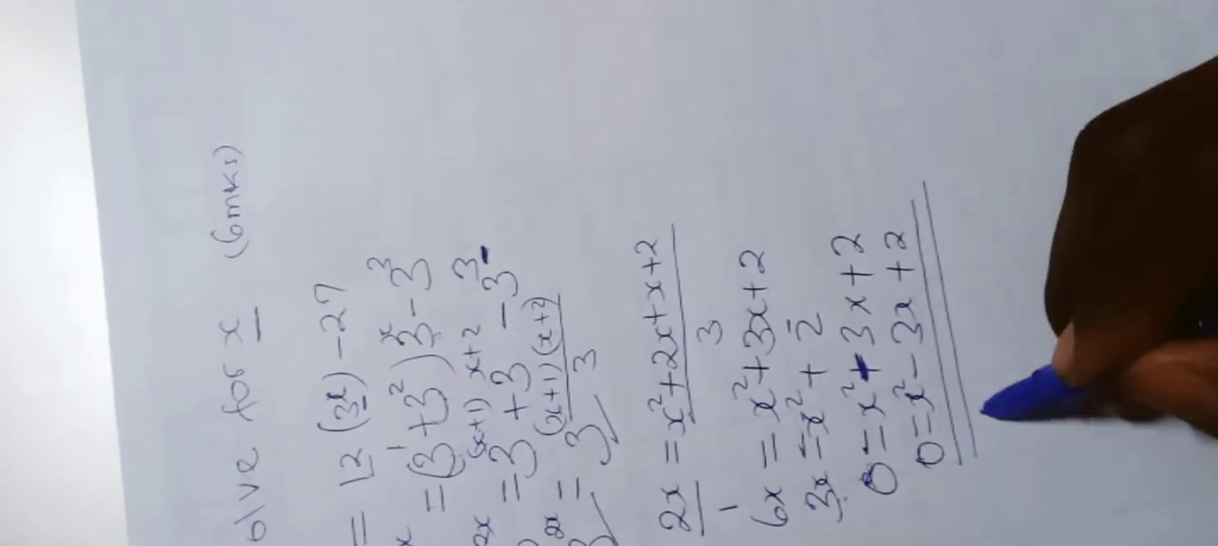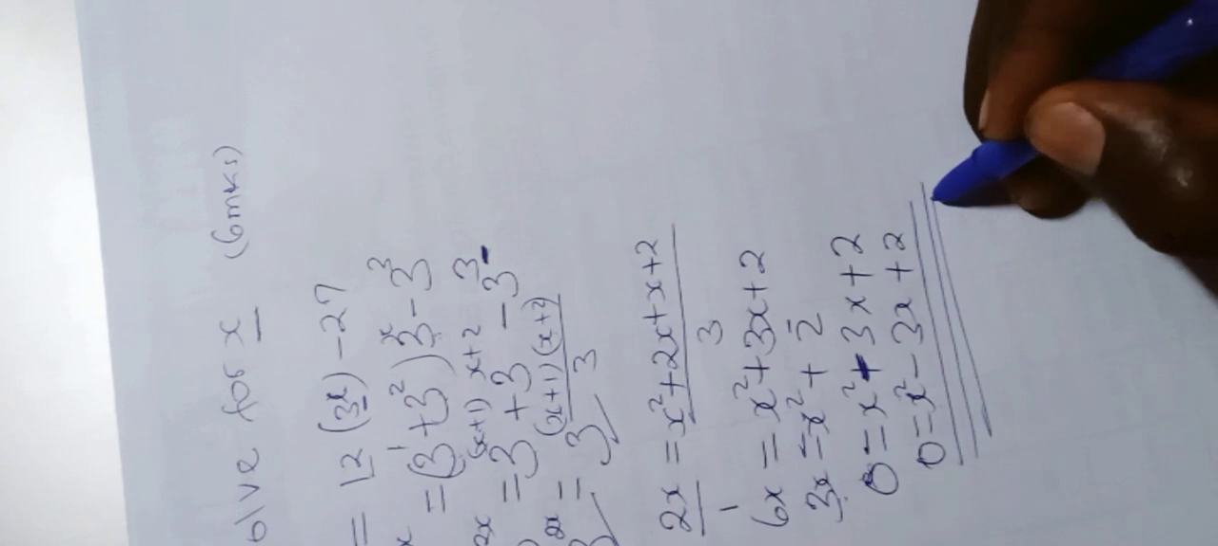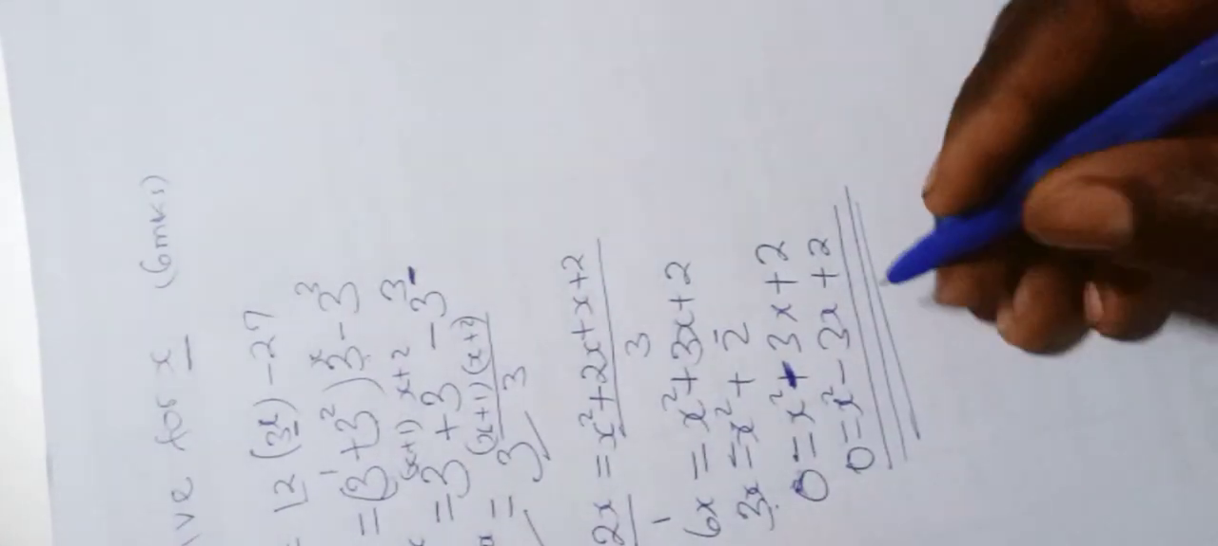So there are two numbers here. We want to solve this quadratic equation. We can solve it using completing square method, but for this case I'm going to use factorization method.